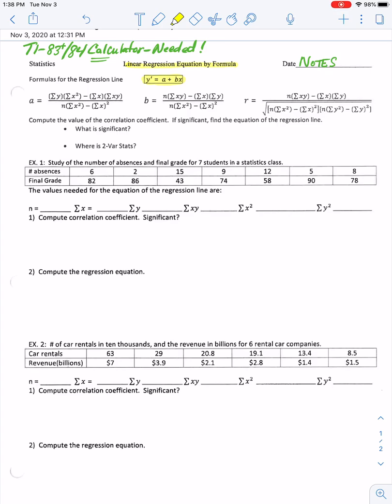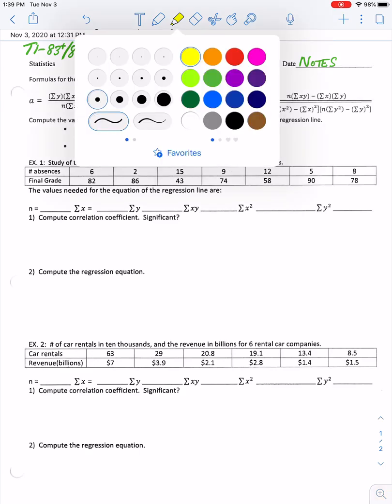To do so, you have to have our handy-dandy formulas. We're going to try to build the regression line, y prime equals a plus bx. So we have to be able to calculate a, b, and then r, which is going to be our correlation coefficient. You may remember that, you've had that in the past as well. We want to be careful in recognizing the different pieces and parts of these equations.